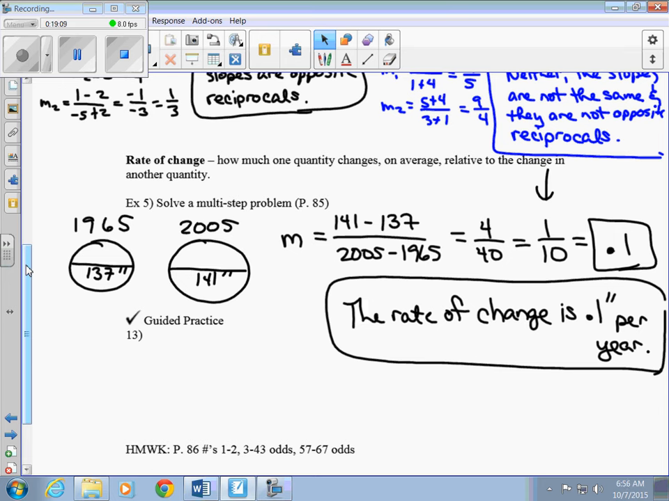And then we also talked about parallel lines and perpendicular lines. Parallel lines have slopes that are the same. Perpendicular lines have slopes that are opposite reciprocals.